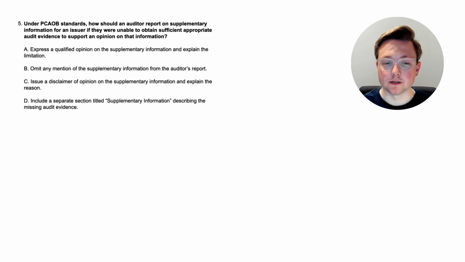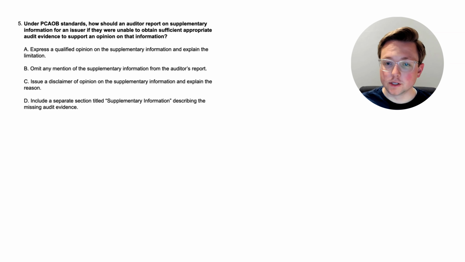All right, here we are at question 5. Under PCAOB standards, how should an auditor report on supplementary information for an issuer if they were unable to obtain sufficient appropriate evidence to support an opinion on that information? So we have kind of learned a little bit about this so far, so let's go through the options. Option A, express a qualified opinion on the supplementary information and explain the limitation. Option B, omit any mention of the supplementary information from the auditor's report. Option C, issue a disclaimer of opinion on the supplementary information and explain the reason. Or option D, include a separate section titled Supplementary Information describing the missing audit evidence.